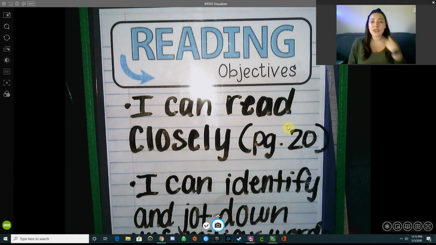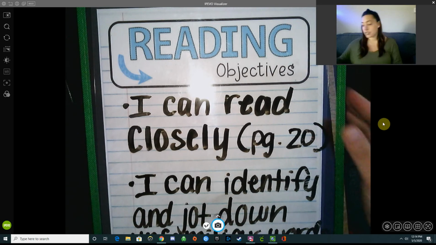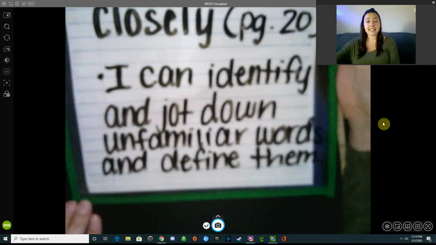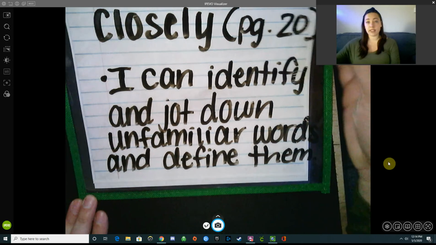All right, so let's go on to our reading objectives for today. Our first objective here is that I can read closely, and it says in parentheses page 20. We will visit page 20 in just a minute, and it'll make a little more sense to you. And secondly, I can identify and jot down unfamiliar words and define them. So you will be able to do both of these today.